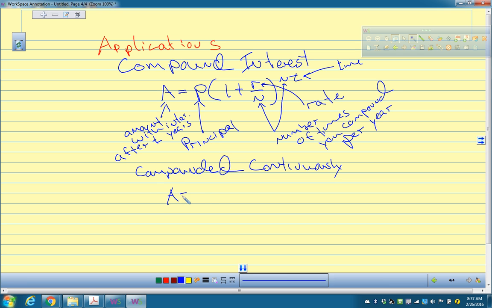A equals Pe^(rt). Have you seen Pe^(rt) before? P e to the rt, okay? You can algebraically show that this quantity in here becomes e as you compound it infinitely many times. And so, let's do an example problem.